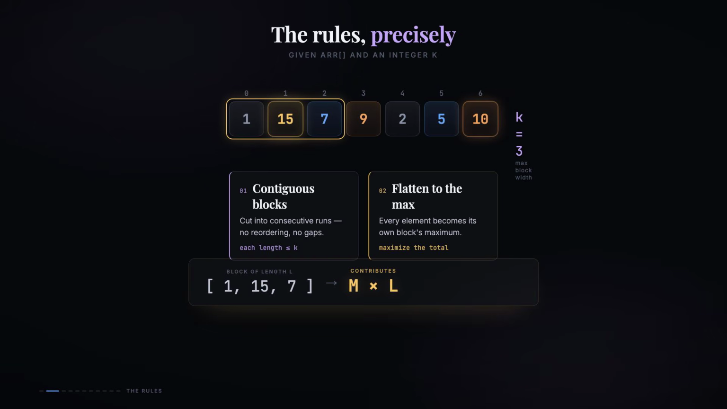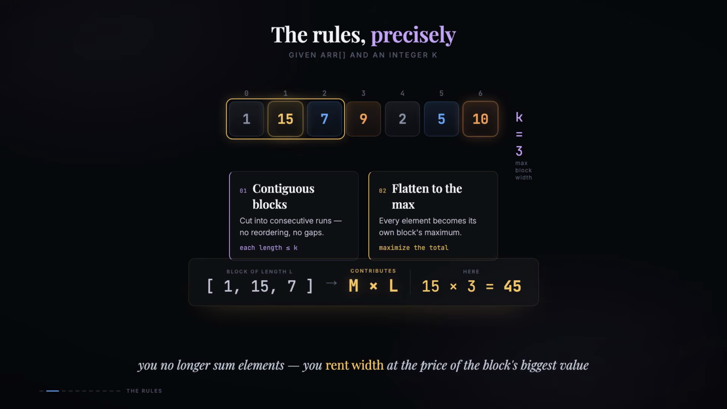Notice what that sum really is. A block of length L, whose maximum is m, contributes m times L. So we are not summing elements anymore. We are paying for length at the price of the biggest value in the block. The game becomes: stretch big values over as many slots as you can afford.